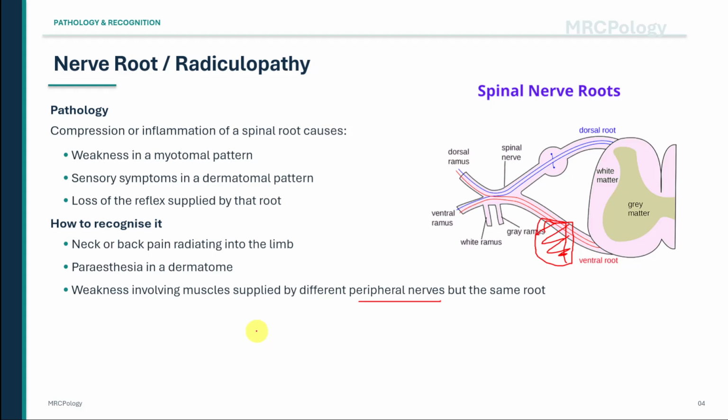In PACES, you could say the combination of radiating spinal pain, myotomal weakness, dermatomal sensory symptoms, and loss of the corresponding reflex suggests a nerve root lesion. Let us review the typical root patterns.